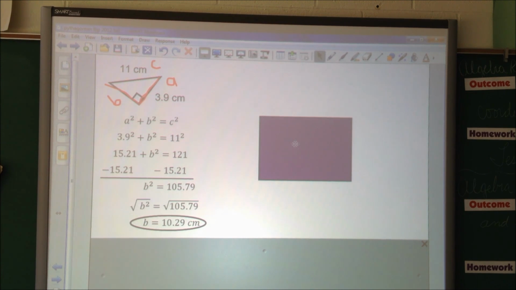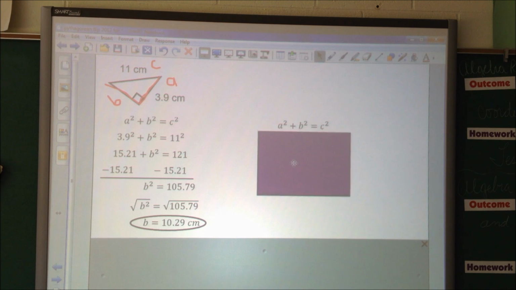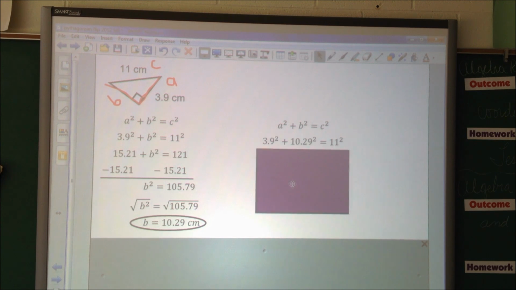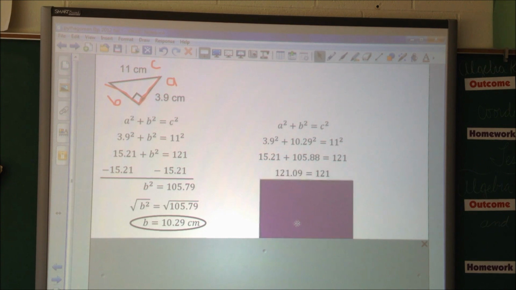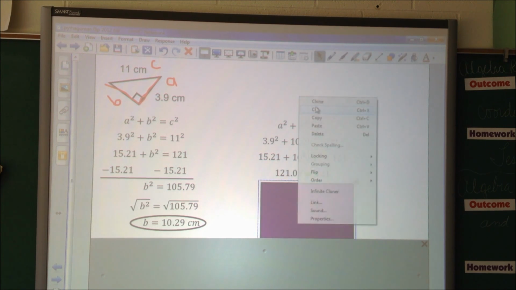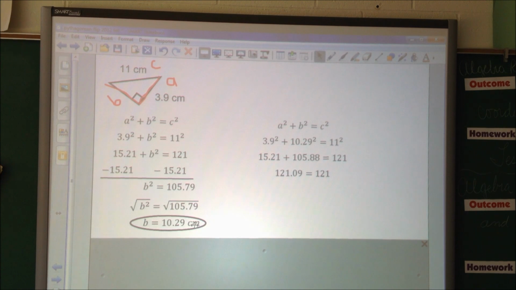So now I want to plug it back in after doing all that work. A squared plus B squared equals C squared. Plug in that value for B. So I have 3.9 squared plus 10.29 squared equals 11 squared. Square all my numbers, add it together, and again we notice that it's close but not exact because I rounded over here. But since I'm close, that means I'm correct.